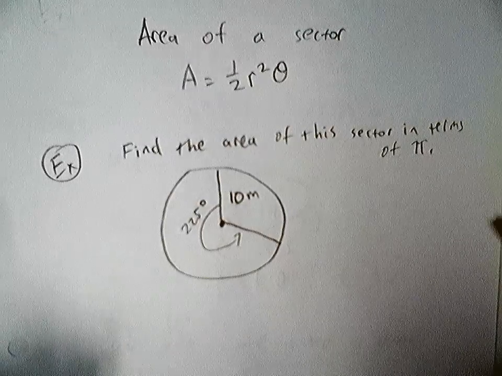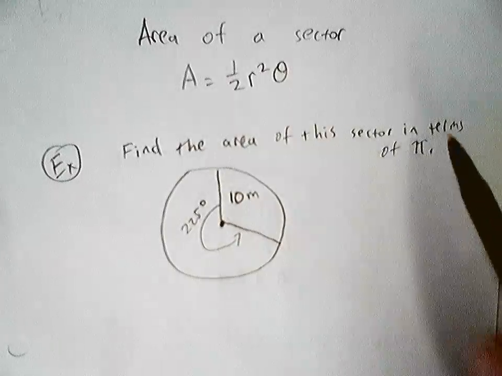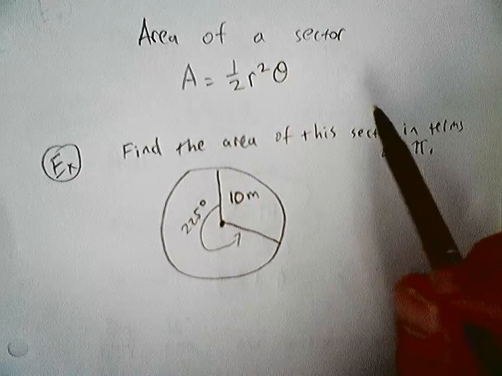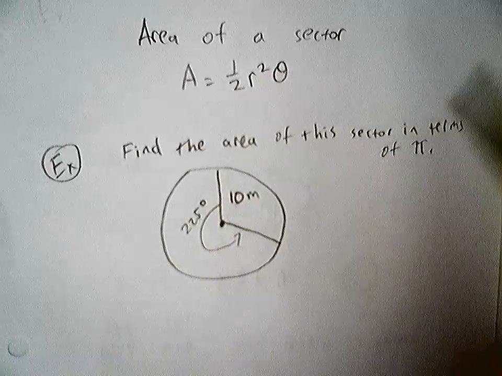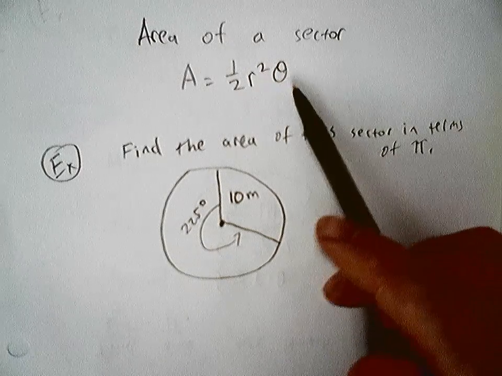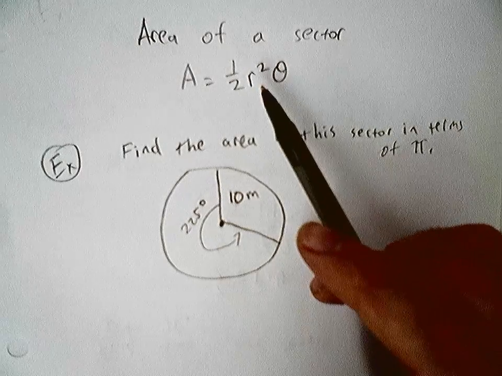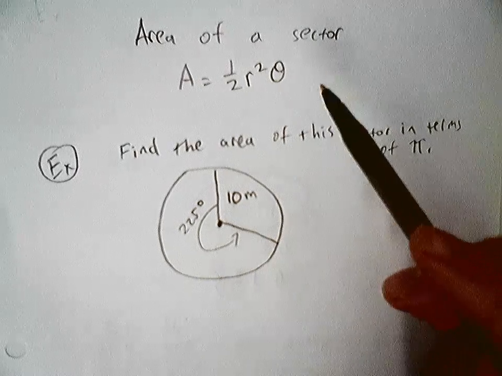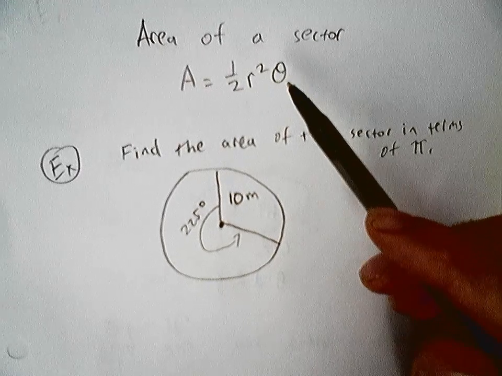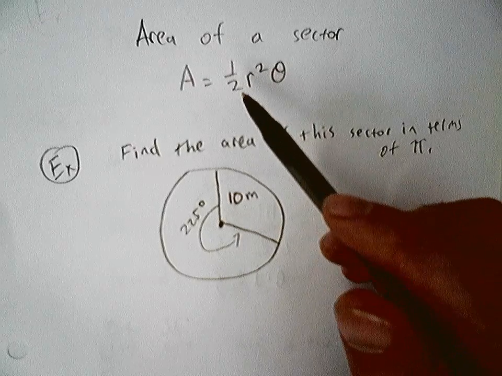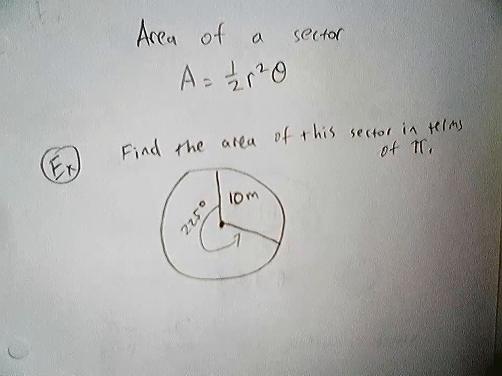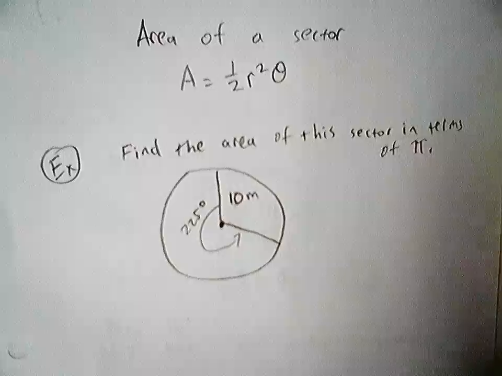Next thing we're going to look at real quick is calculating the area of the sector. Its formula is really similar to calculating the arc length. We need to know two things. We need to know the angle, and we also need to know the radius. So the area of a sector is equal to 1/2 times the radius squared times the angle.